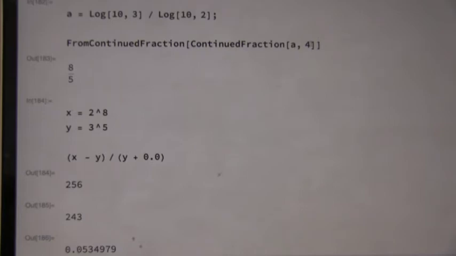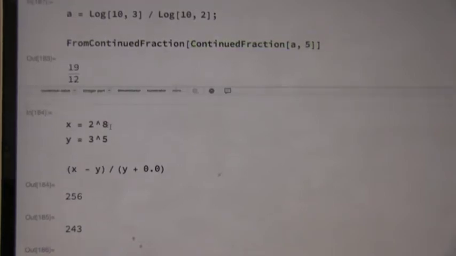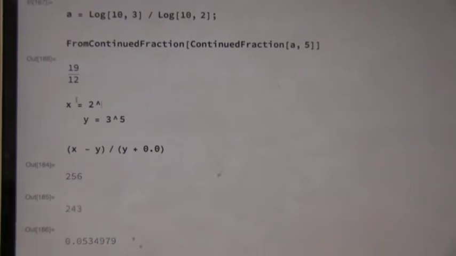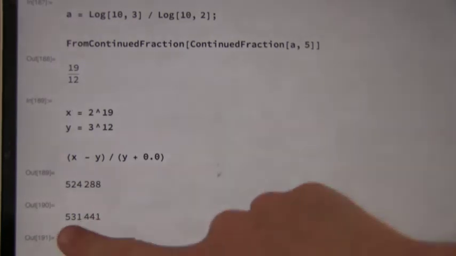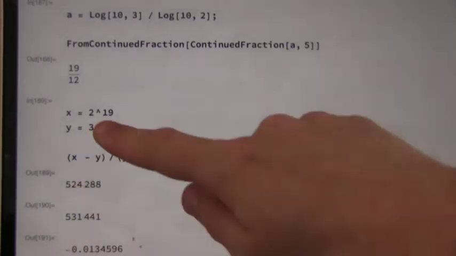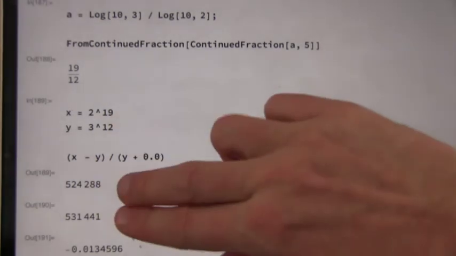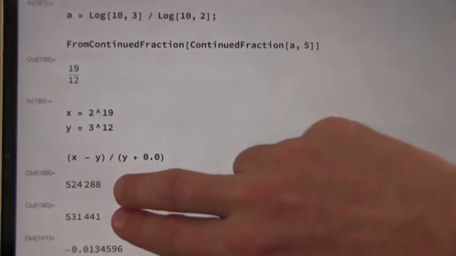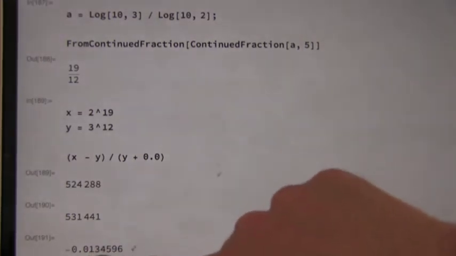Now I'm going to go 5 terms. 2 to the 19th and 3 to the 12th. Now it's getting there. Now the number is 531,441 for 3 to the 12th and 524,288 for 2 to the 19th. They're reasonably close. It seems like they're getting farther apart, but as a percentage, they're actually getting closer. They're only 1.3% apart.